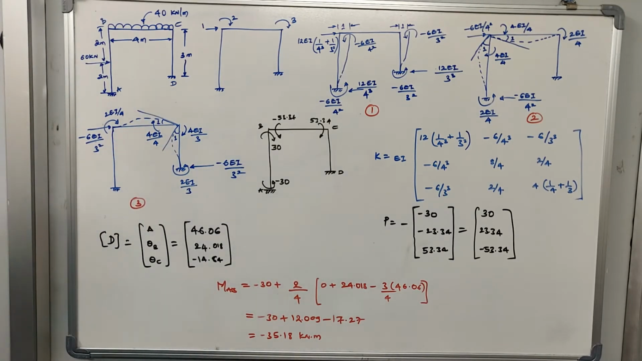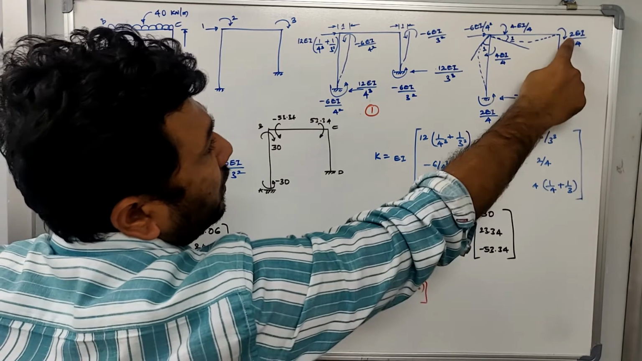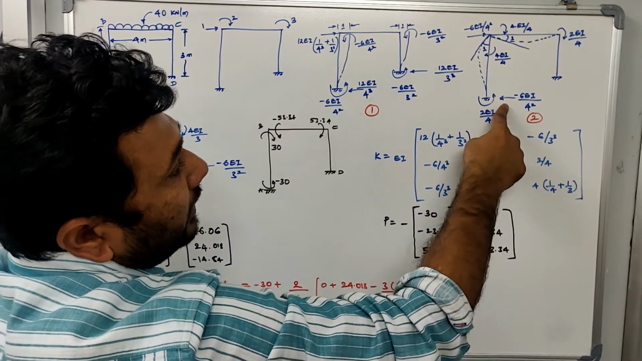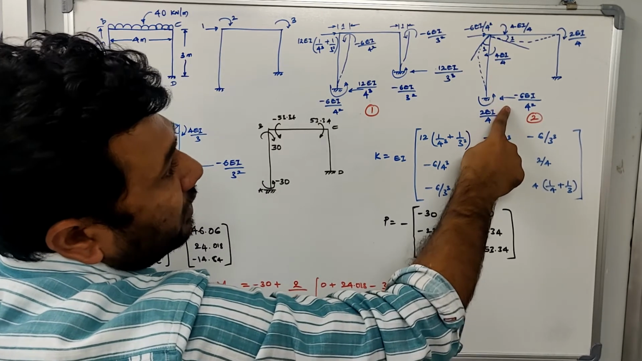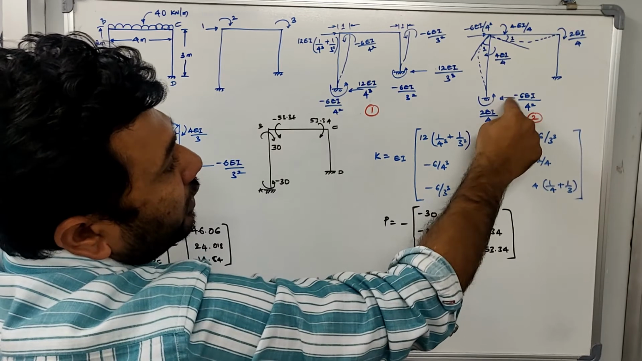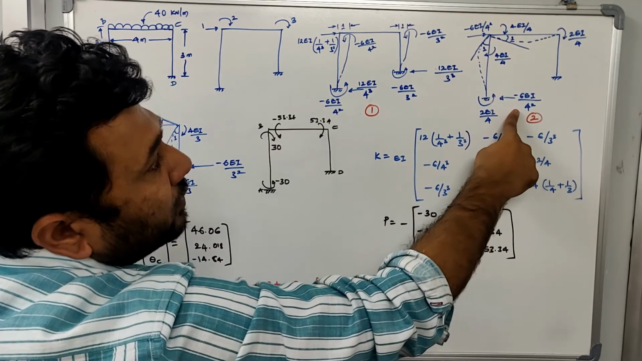So once you determine that, you carry over the moments to the far end, which is 2EI by 4 and 2EI by 4. You can determine how much is the reaction that is generated here. So if you take the sum of all the moments at this point equal to 0, you will determine the reaction. So the reaction I will get is minus 6EI divided by 4 square.